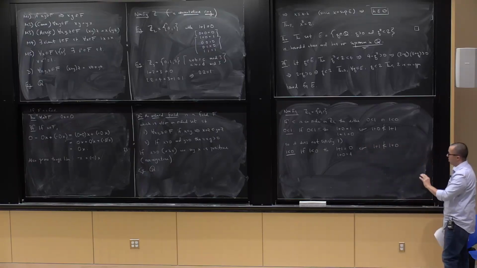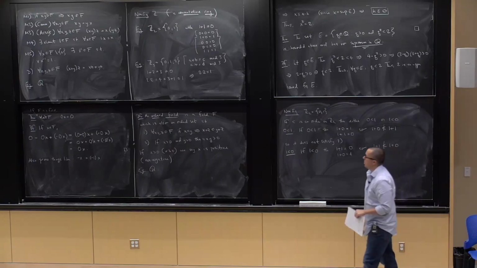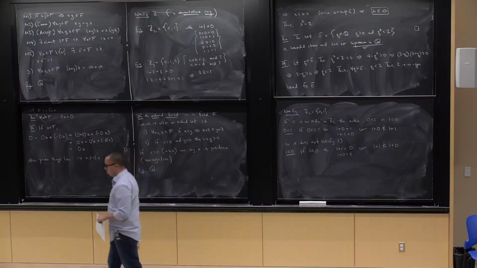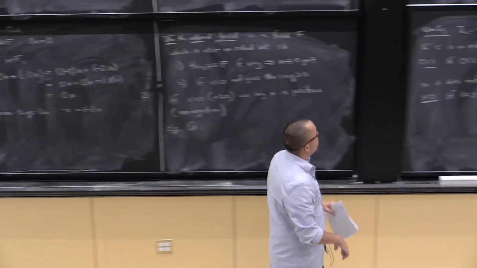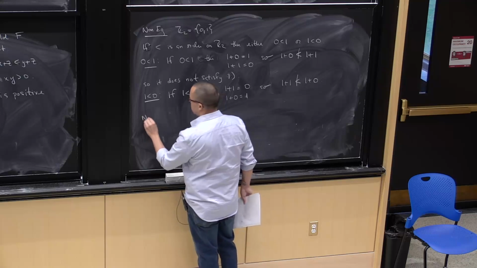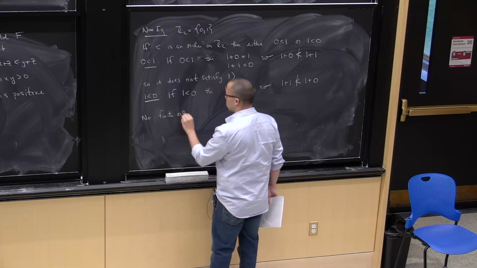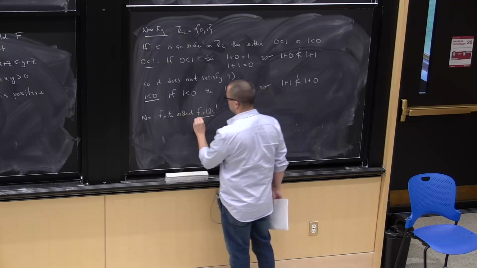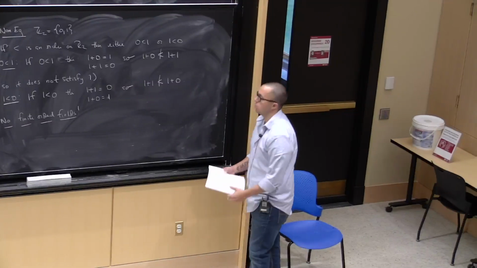And essentially, the same thing that I've done here shows that you cannot have any finite ordered field. Okay? So in general, there are no finite ordered fields.